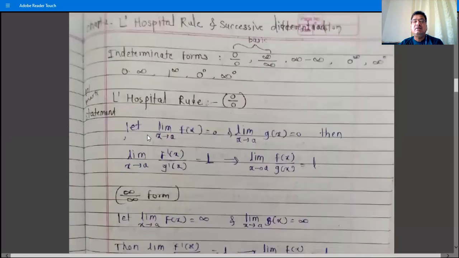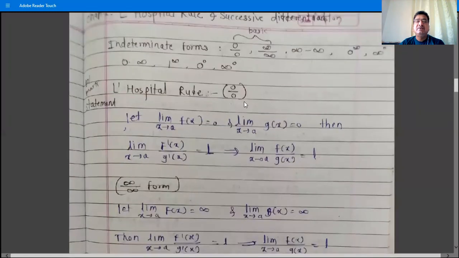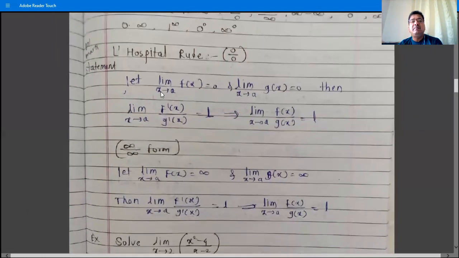So next point is L'Hospital rule. First the 0 by 0 form. There are two forms, 0 by 0 form and infinity by infinity form. So the statement is also important. Let limit as x tends to a of f(x) is equal to 0 and limit as x tends to a of g(x) is 0. Then limit as x tends to a of f'(x) divided by g'(x) is equal to L implies limit as x tends to a of f(x) by g(x) is equal to L. That is, limit as x tends to a of f'(x)/g'(x) is equal to limit as x tends to a of f(x)/g(x).